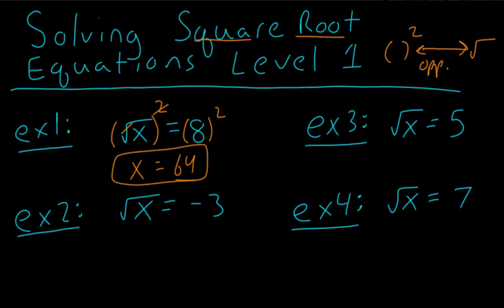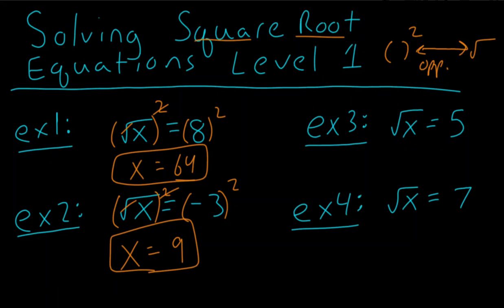Okay, example 2. All of these are really going to be the same. How do I get rid of a square root? The answer is in the name. The opposite of a square root is to take the square. What I do to the left, I do to the right. My square root and my square cancel. And here, negative 3 squared is really saying negative 3 times negative 3. Well, a negative times a negative is a positive, and 3 times 3 is 9.